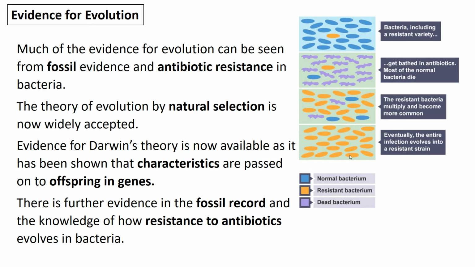And this really does support Darwin's idea of natural selection. It's been shown that this characteristic has been passed on from one bacteria to another in their genes. So all this evidence really helps to underpin the ideas about evolution.